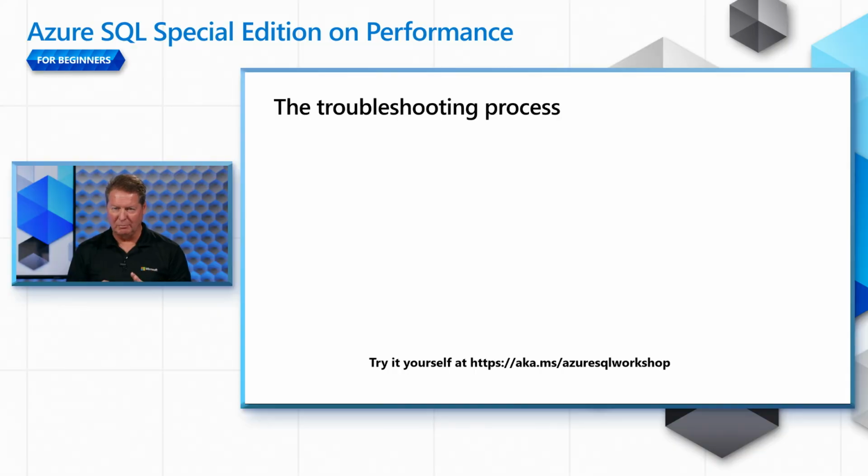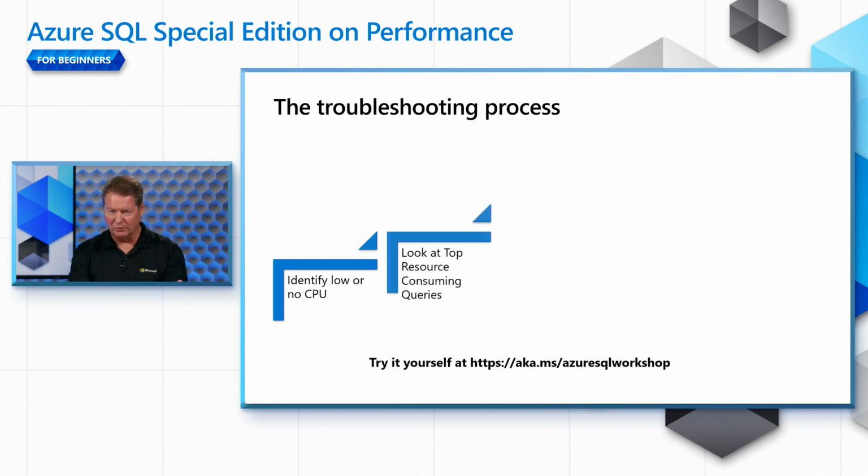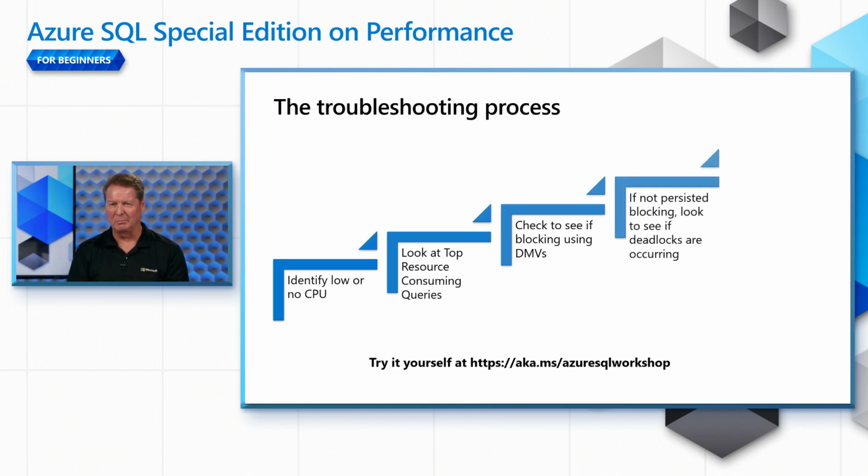Now, we've used the troubleshooting process before, a methodology in each scenario about how to detect a problem and how to resolve it. And let's look at it for a deadlock scenario. So let's say we identify low or no CPU. We then look for top resource consuming queries, and what we find is that there's no blocking going on. We check to see if there's blocking using DMVs, and there's not a persisted blocking problem. Maybe it's intermittent. So what could be happening in this intermittent blocking problem is that there could be deadlocks occurring, because a block could occur and SQL Server could choose a deadlock victim to ease the blocking problem, but you're not seeing it in action. So you need to get more diagnostics to see if that's going on.